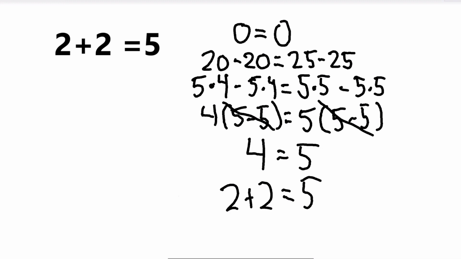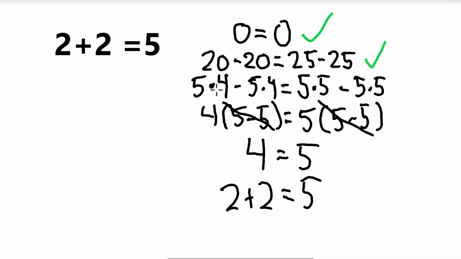Well, it does seem a bit sketchy, so let's see where I got it wrong, if I got it wrong, and if you saw that I got it wrong. Okay, let's go through each step. 0 is equal to 0. Alright, nothing wrong here. Correct. 20 minus 20 is equal to 25 minus 25. Okay, this is 0, this is 0. Also nothing wrong here. Also correct.